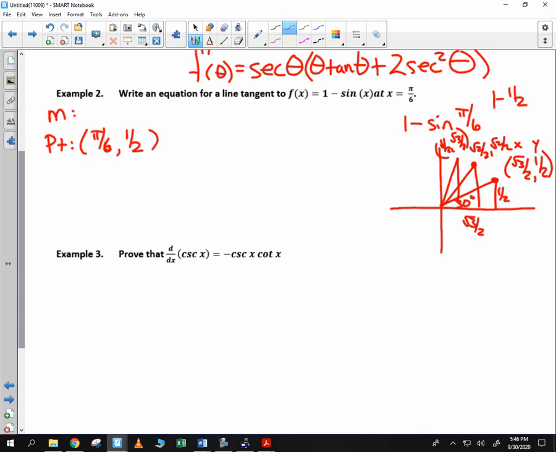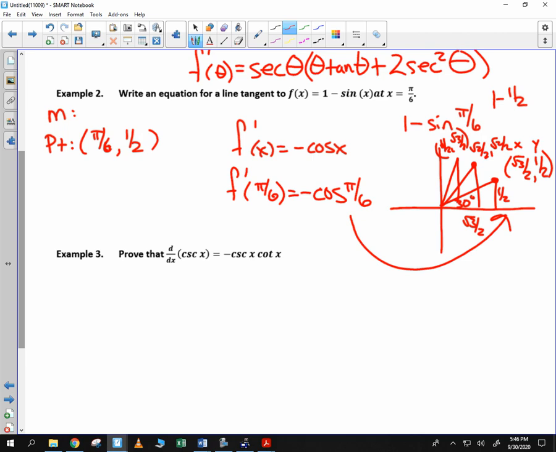Well, how do we find the slope? You find the derivative. So f prime of x is equal to, the derivative of 1 is 0, and the negative sign is negative cosine. So in order to find f prime of pi over 6, I plug in pi over 6 for cosine. You can see we've already determined that angle. It's a 30-degree angle. We want the x value, which is root 3 over 2. Make it negative, I have negative root 3 over 2. So y minus 1/2 is equal to negative root 3 over 2 times x minus pi over 6.